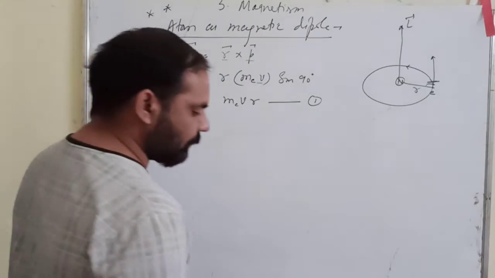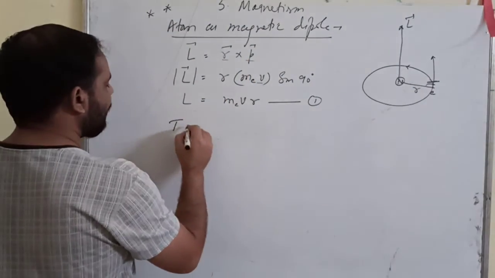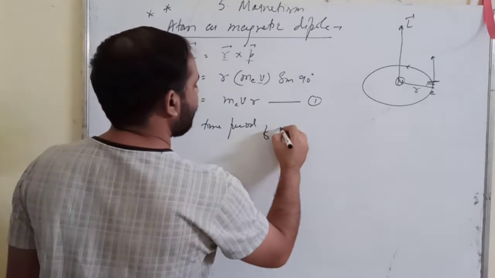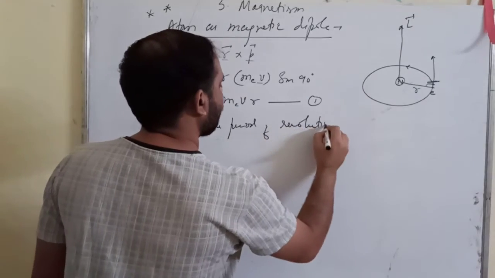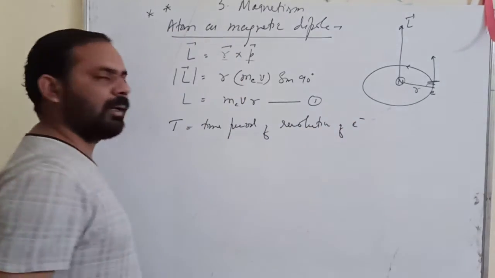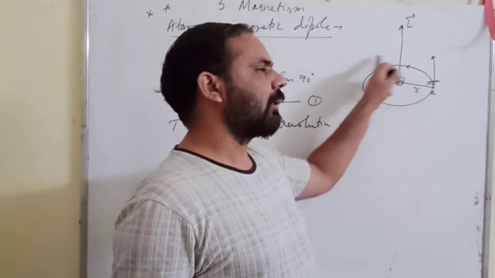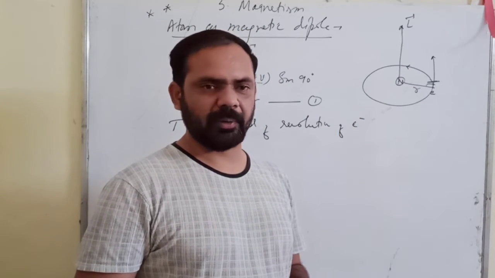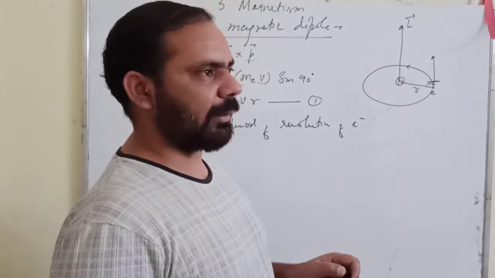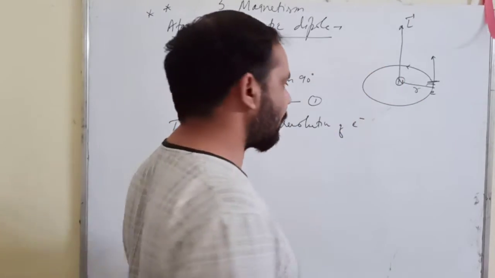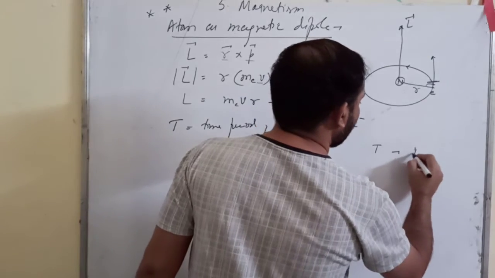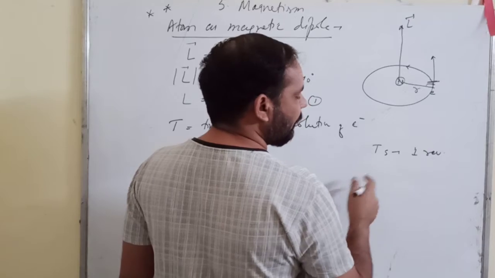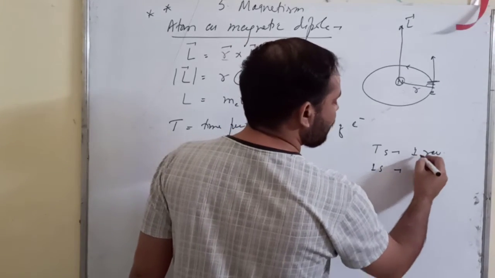Okay, now let us suppose that T is the time period of revolution of the electron. Let us suppose that the electron takes one complete turn in capital T time period. So in T seconds, it makes one revolution. So in 1 second, how many revolutions will it make?